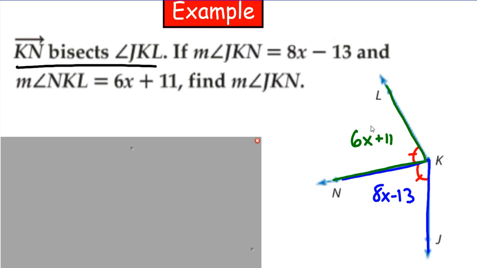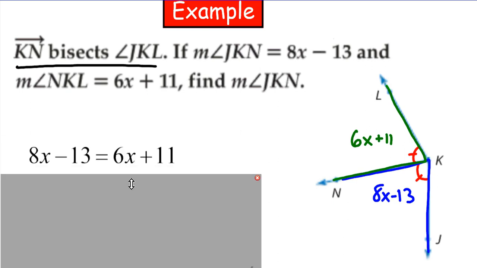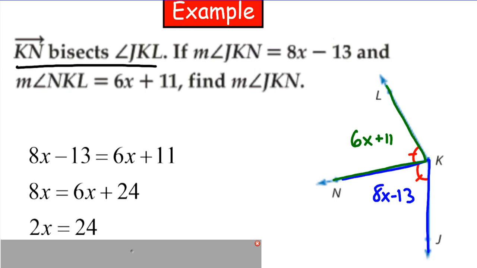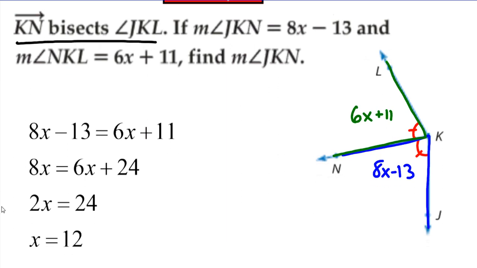That means the green measurement and the blue measurement are the exact same. I know 8x minus 13 is equal to 6x plus 11. Now I'm just solving an algebra equation. Get my variables to one side, numbers to one side. Add 13, subtract 6x, divide by 2, and I get x equals 12.